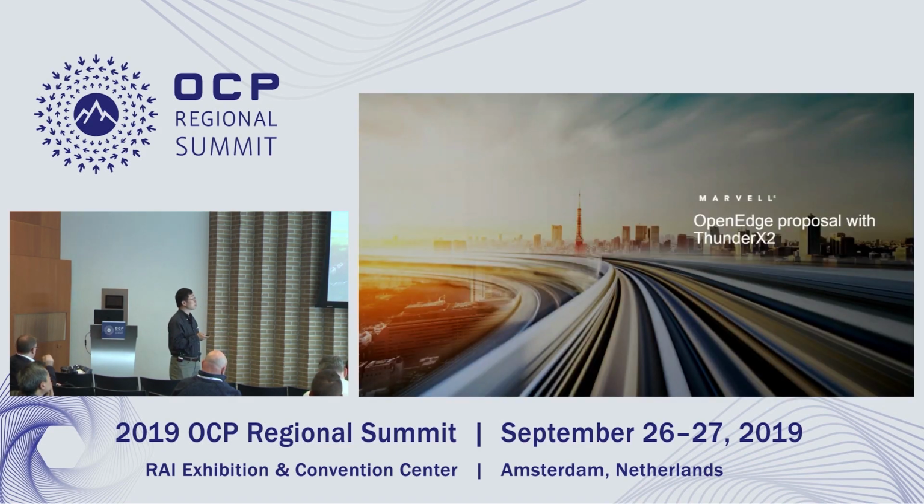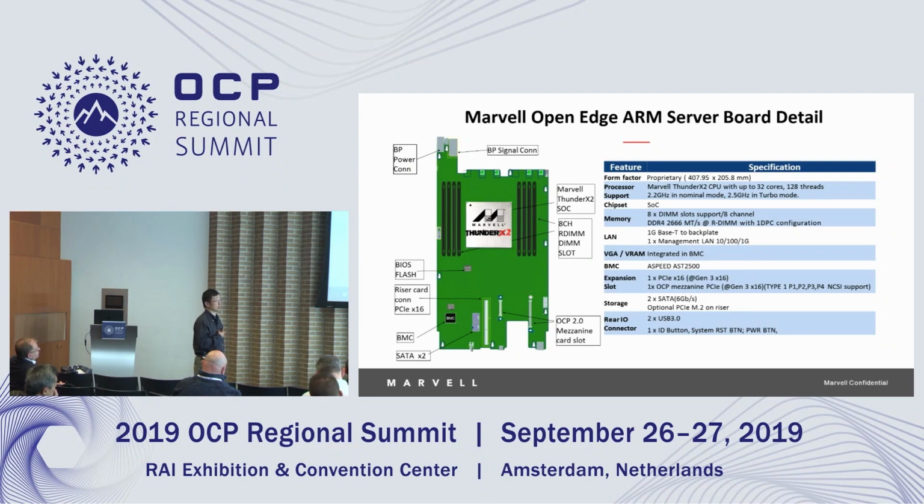Okay, so next is the Marvell proposal with ThunderX2. ThunderX2 is an SoC that's being used in a lot of the ARM servers based on the Marvell chip. Again, it's using a similar form factor that people are familiar with. And the specification on the right provides the details on what the system looks like: processor, memory, I/O, BMC, storage, and such. Again, the slides are going to be available, and if you're interested, you can take a look.